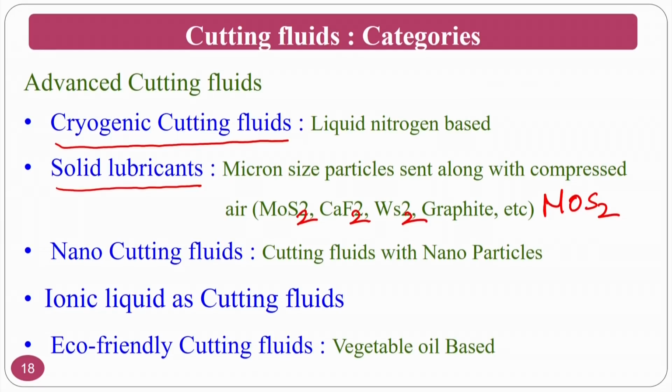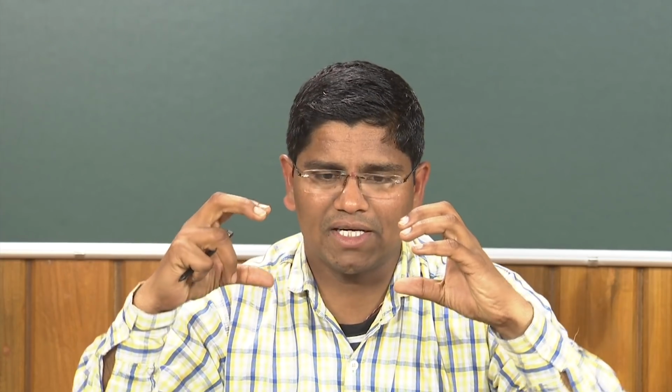Nanofluids is taking up in an enormous way. The nanofluids are nothing but you have the cutting fluid with you and you have the particles. Some of the people are using copper nanoparticles or copper microparticles. Some of the people are using Al2O3 ceramic particles. Some of the people are using MoS2 solid lubricants. What they are doing is they are taking a cutting fluid, taking the nanoparticles, mixing it and sending it.